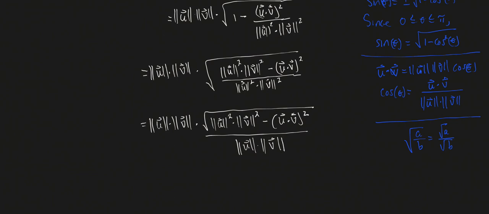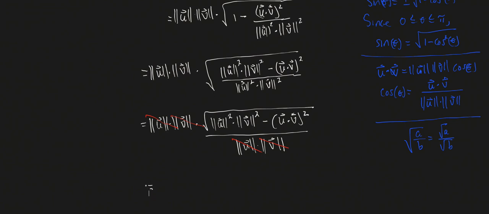Now this helps because I have the magnitude of u and the magnitude of v here in the numerator, and everything is being multiplied here. So that goes, and then that goes. So all we're left with is that square root.